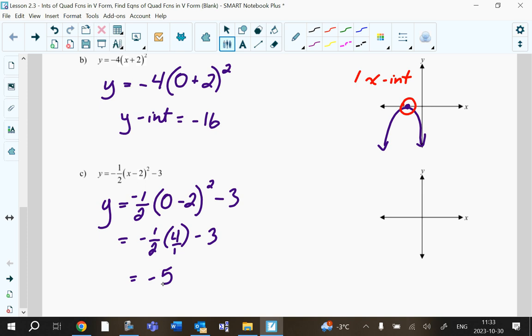X-intercepts. Where's my vertex going to be? So about 2 to the right, 3 down. So somewhere around there. And it's going to open down, which means how many times does it go through the x-axis? 0.